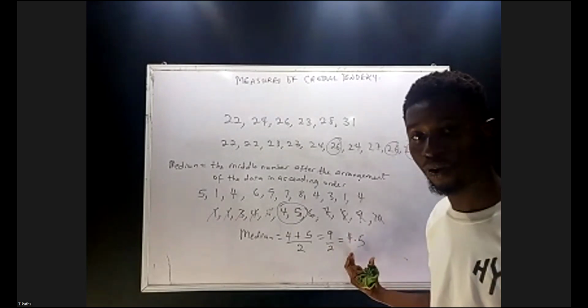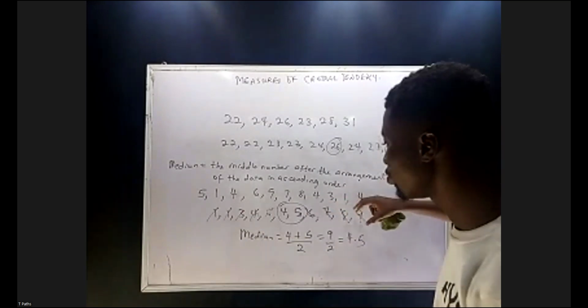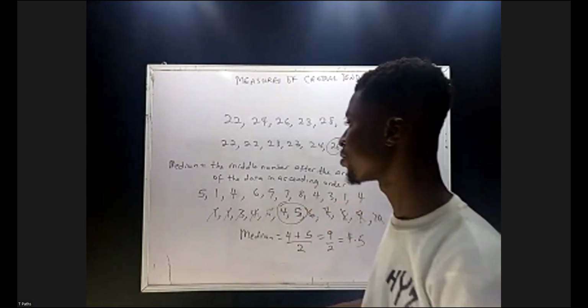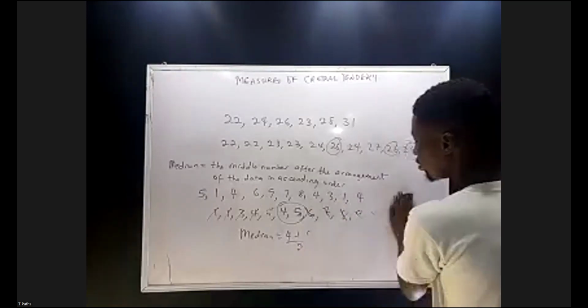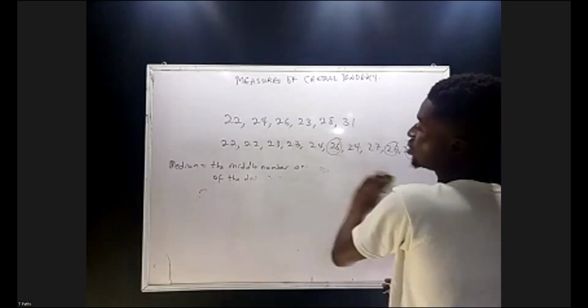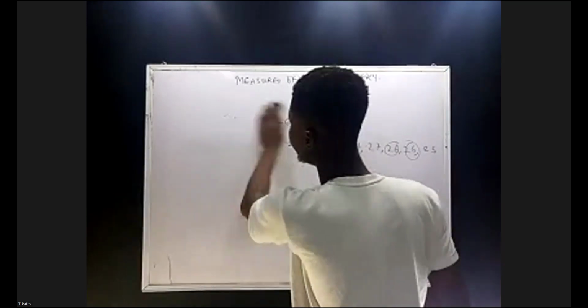That simply was 4.5. So my median is what? The middle number after arranging the set of data, the observation. So now, let's take questions on everything we've done so far.